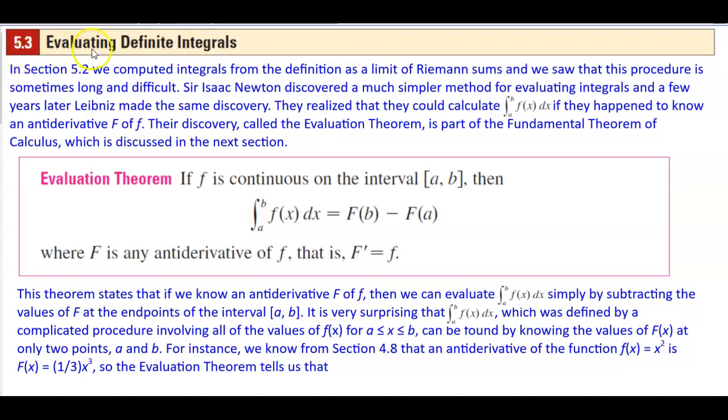Section 5.3, Evaluating Definite Integrals. In Section 5.2, we computed integrals from the definition as a limit of Riemann sums, and we saw that this procedure is sometimes long and difficult.